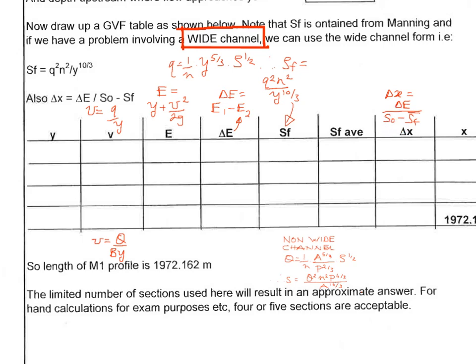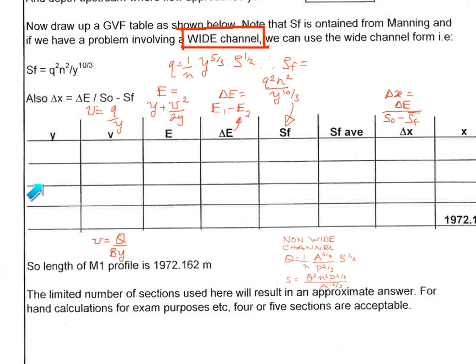If we did happen to have a non-wide channel, so that was a channel with a defined width, and we weren't able to assume that it was wide, then it would be exactly the same table. The velocity would then be q over by, b being the width of the channel. And here, SF, we would be using the non-wide version of Manning's, so q is 1 upon n, a to the 5/3 over p to the 2/3, s to the half, so the bed slope would be q squared n squared times p to the 4/3 over a to the 10/3. So a little bit messier to work out, but otherwise exactly the same process.